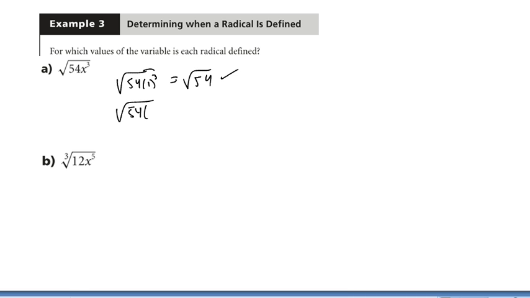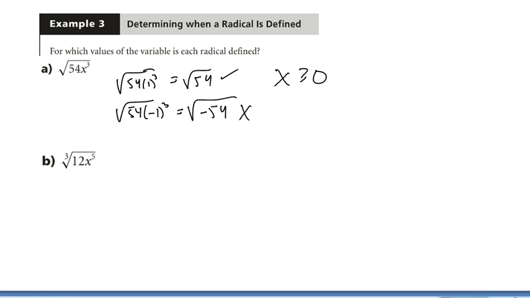that would be root 54 times negative 1 cubed. Negative 1 times itself 3 times is still negative 1. So that would be the square root of negative 54. Can't do it. So we're going to have issues if x is negative. So we need to say that x is greater than or equal to 0.